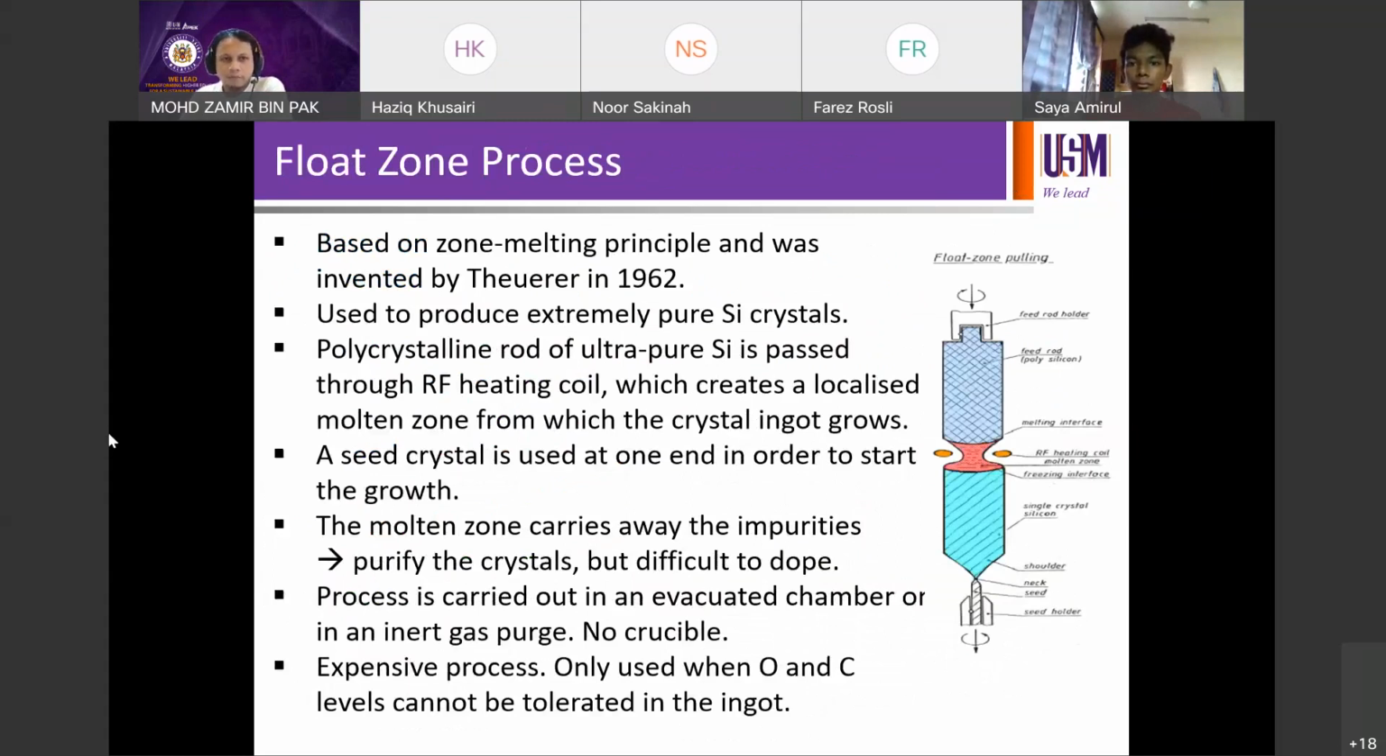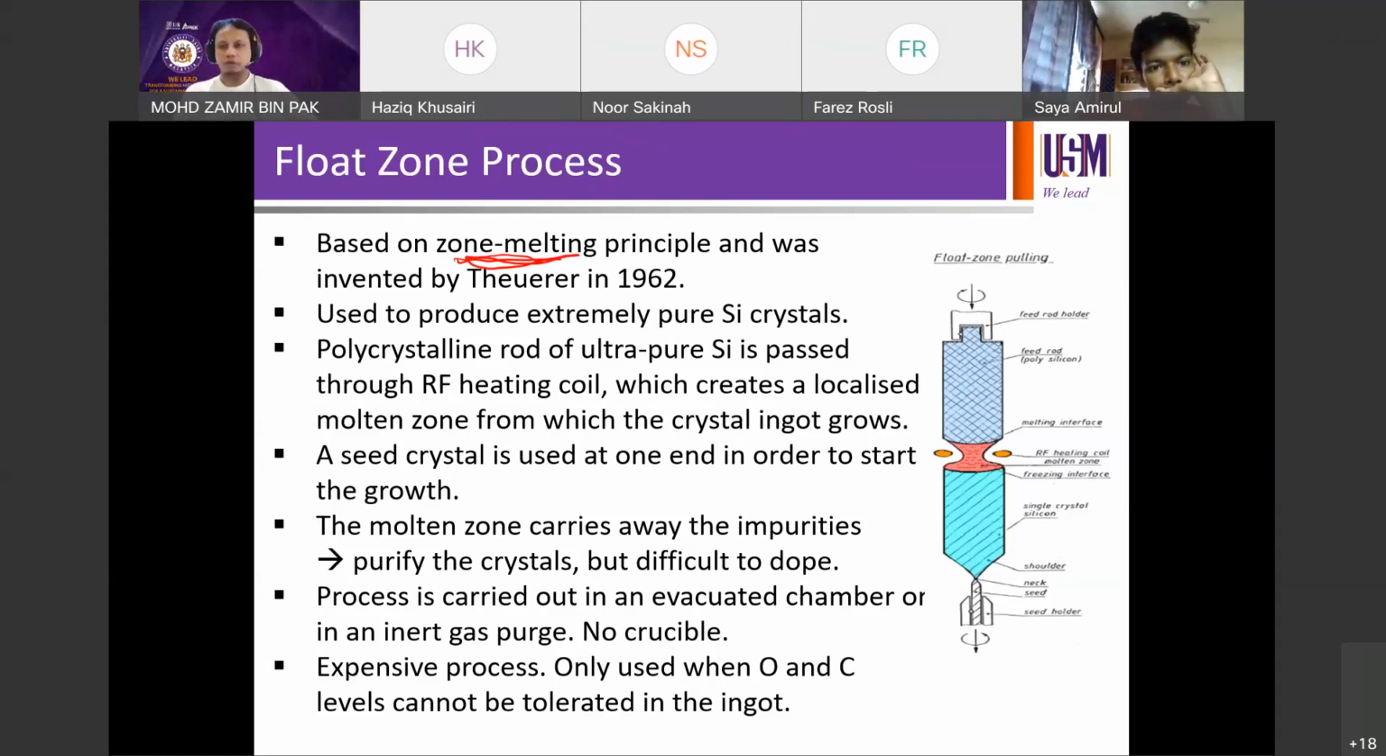This one is FZ. So the float zone process was based on zone melting principle and was invented by Theuerer in 1962. So it's based on zone melting. When we say it's zone melting, that means we are melting a localized region. Setempat kita tak melt. We don't melt the ingot in the whole crucible. Okay, kita tak masukkan dia dan melt the whole thing, but rather we melt the silicon at a specific region, or zone. So that's why we call it a zone melting principle.